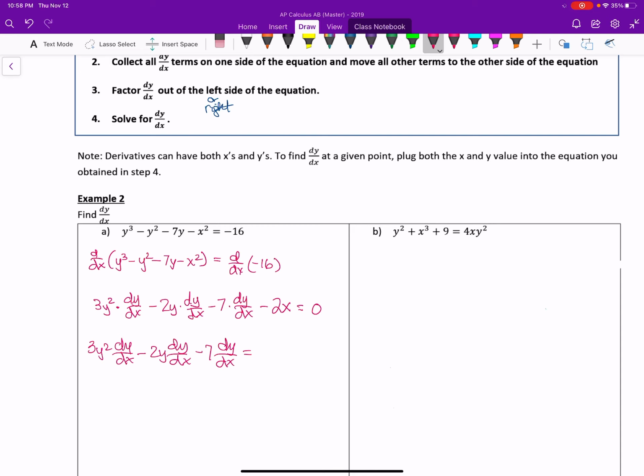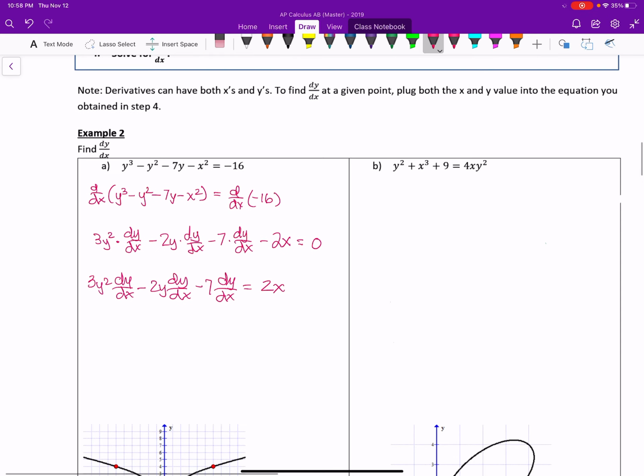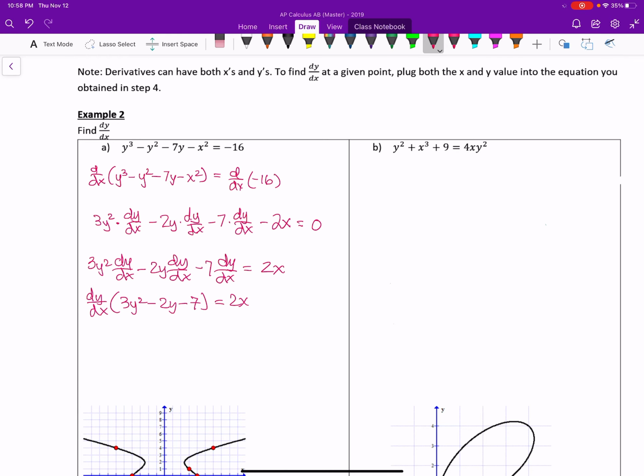This is a step you could skip, because some people can do that in their head. They know that they're going to factor out the dy dx. So now every term that has dy dx, I'm factoring that out. So I'm left with 3y squared minus 2y minus 7 is equal to 2x. And then divide both sides by that whole trinomial. So that gives me dy dx is equal to 2x over 3y squared minus 2y minus 7.